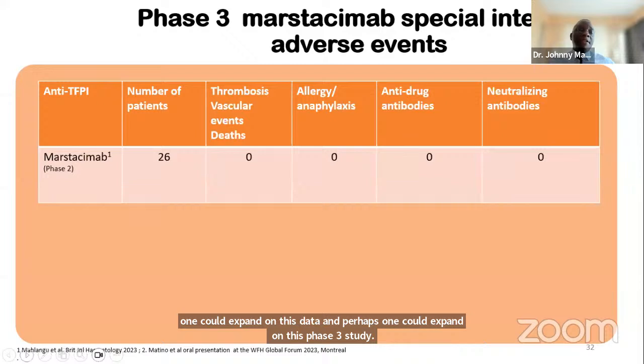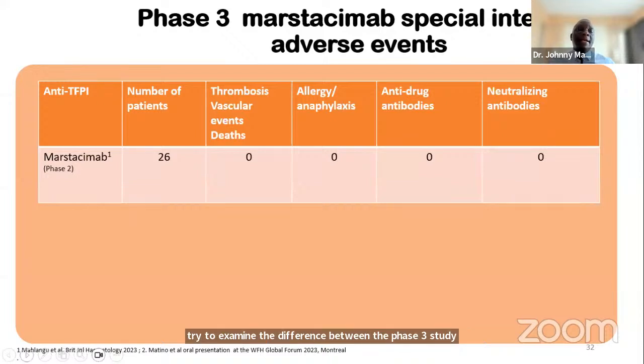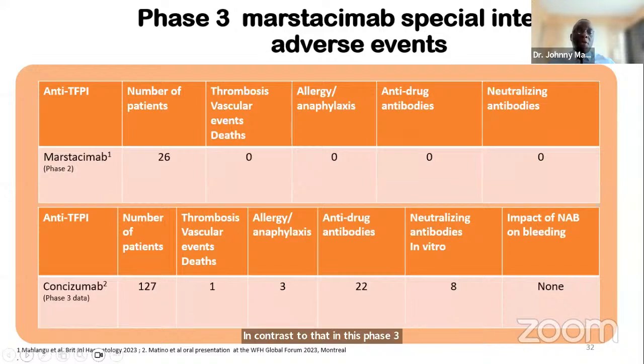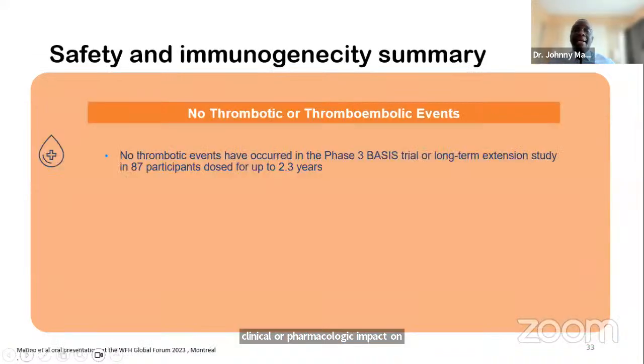You'll recall that we published the phase 2 data in 2 back-to-back articles in the British Journal of Haematology last year. And in fact, it was a small number of patients, 26. In that analysis, we did not demonstrate any thrombosis, any allergy, or any drug antibodies; neutralizing antibodies were not seen, in fact. In contrast to that, in this phase 3 study, which had a very large number of patients, 127 in total, there was 1 patient who developed thrombosis. There were 3 patients who developed allergy/anaphylaxis. As I indicated, there were anti-drug antibodies, 8 of which were neutralizing, and in fact, they had no clinical or pharmacologic impact on the patients that one was looking at the time.